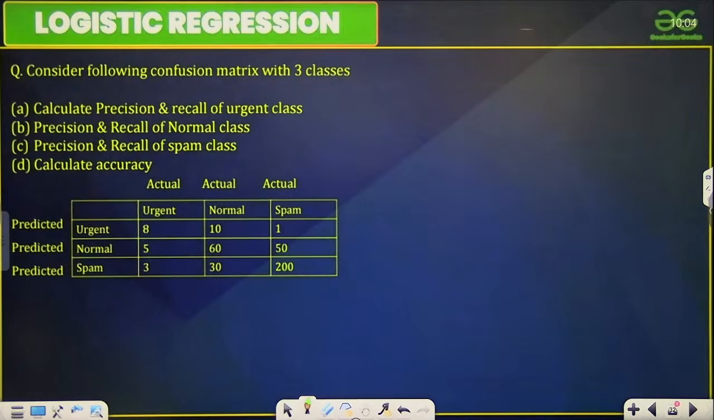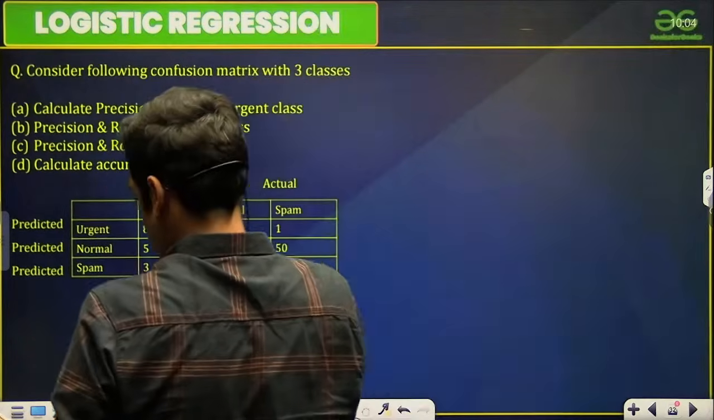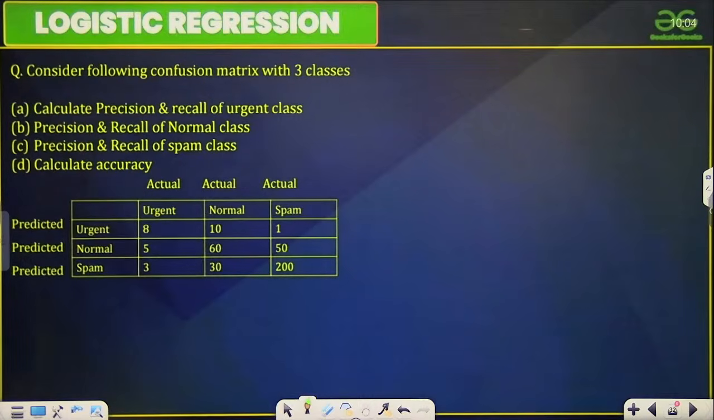Okay, chaliye. So now let us start with where we left yesterday. We left yesterday at a question where we have to find the precision, recall, accuracy for a multi-class data set. For a multi-class data set we have to find the precision, recall, accuracy, everything, right?